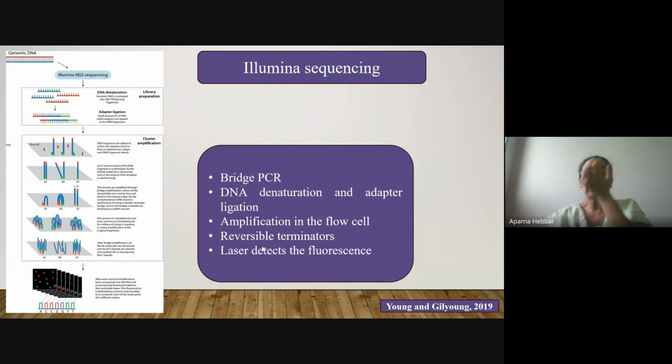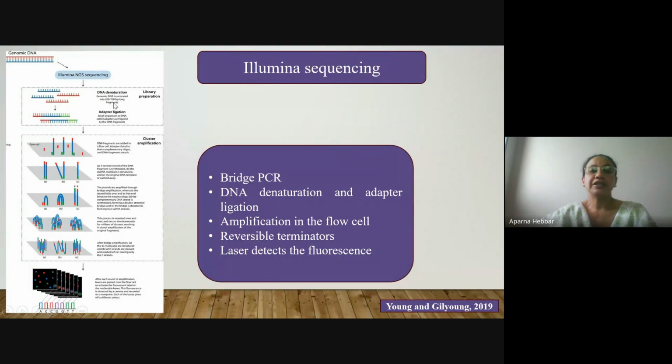Next is the Illumina platform, a sequencing method. Bridge PCR is used here: DNA denaturation, then adapter ligation, then amplification in the flow cell. Here reversible terminators are used, and they are able to halt, but not permanently halt, the polymerization reaction. The polymerase is temporarily blocked, and subsequently it can be extended. Then a laser is used to detect the fluorescence, and based on the fluorescence produced, the DNA nucleotide sequencing is done.